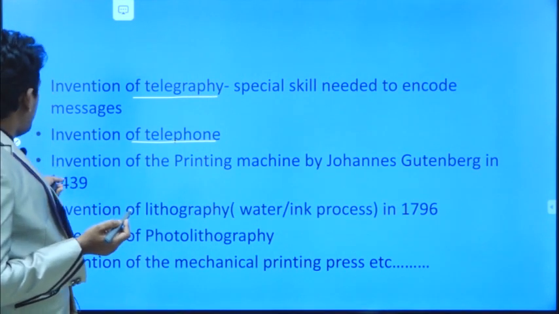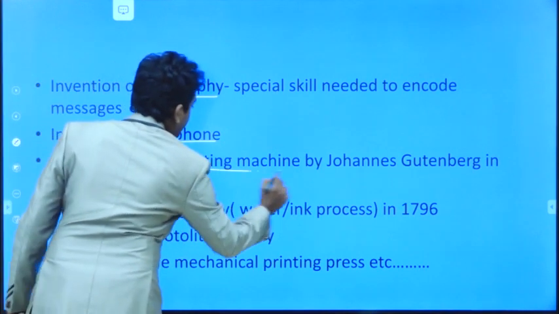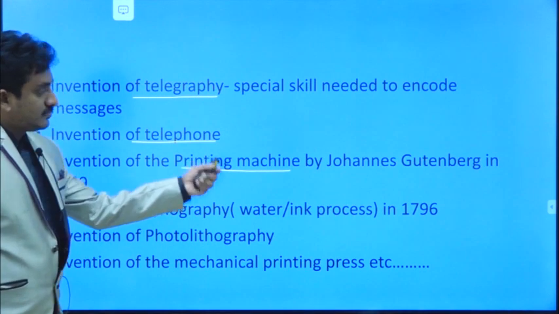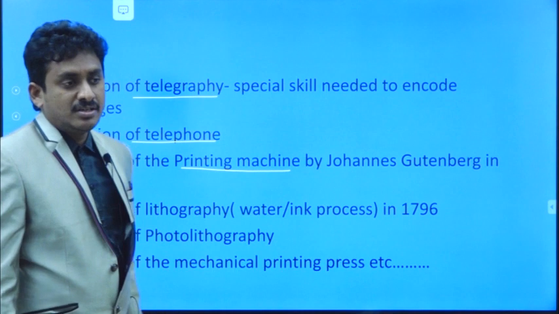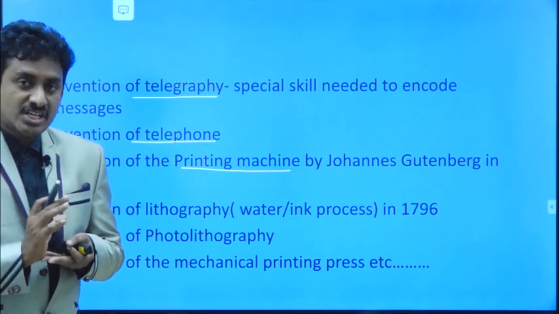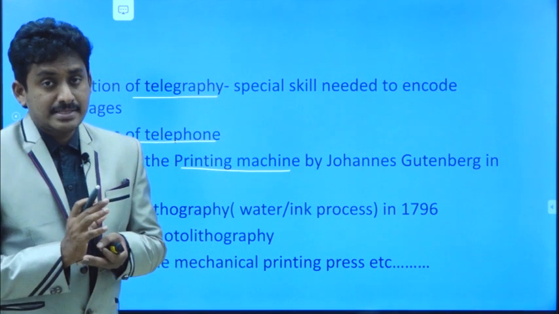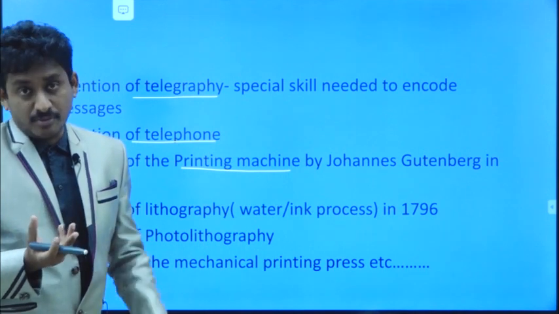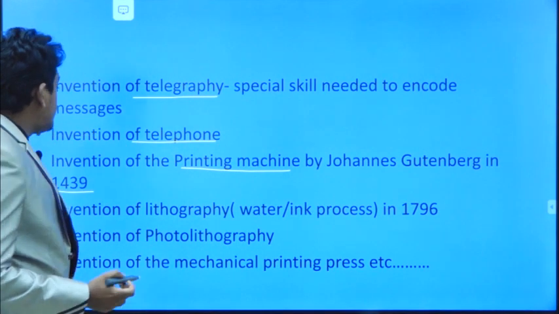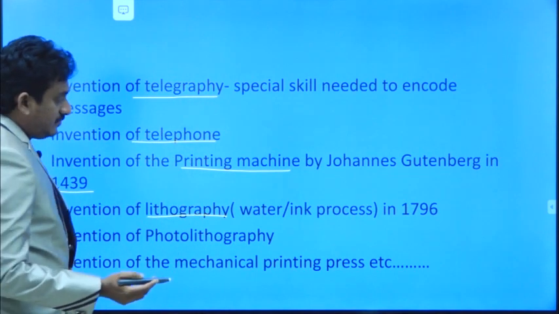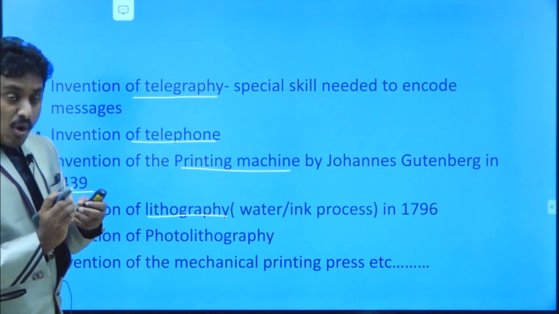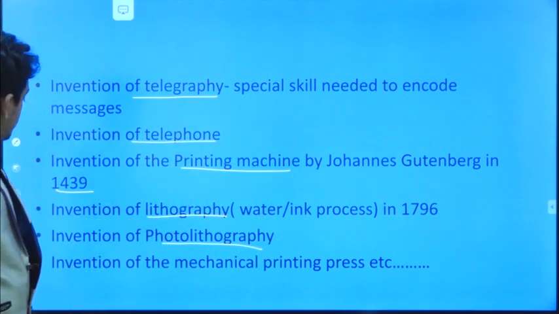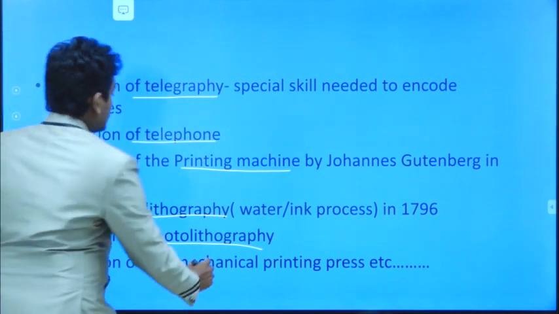Then the invention of the printing machine came, by Johannes Gutenberg in 1439. The first book that was printed on the printing machine was the Bible, the Latin Bible. And that is the book which is printed in the most number of copies till date. And invention of lithography, it's a special skill. That means we use ink or water. Then invention of photolithography, you will come to know about this once you start reading that book. Invention of the mechanical printing press and so on.